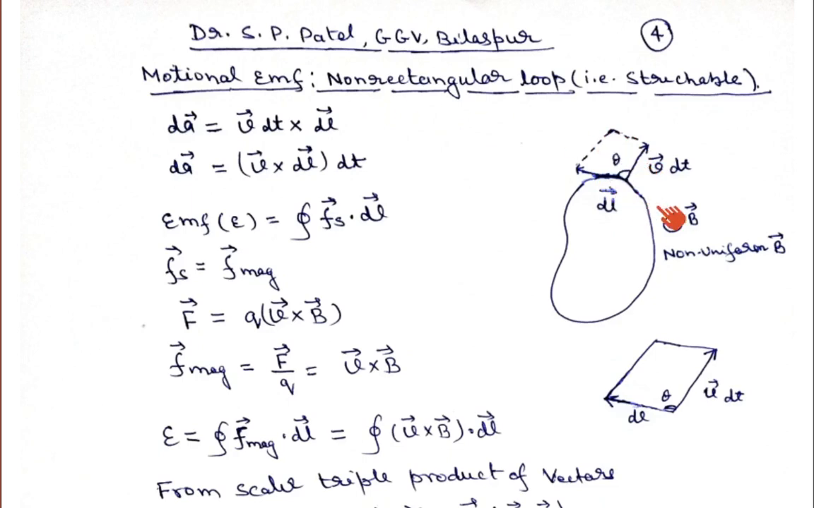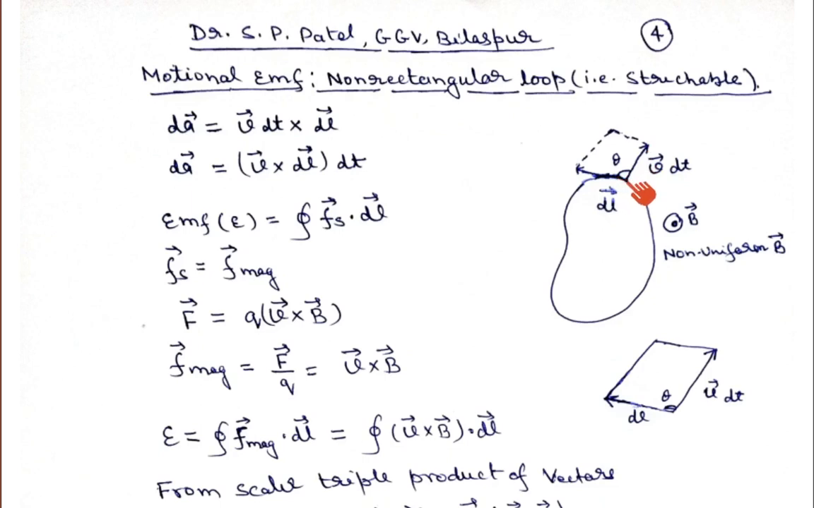So let us say we have a circuit, and this circuit is moving with velocity v in this direction. This is the direction of velocity. The magnetic field is present, let us say pointing into the page, and it may be uniform or non-uniform, both cases are possible, but that will not change anything. This is the displacement vector along this direction, and this is the velocity vector along this direction.